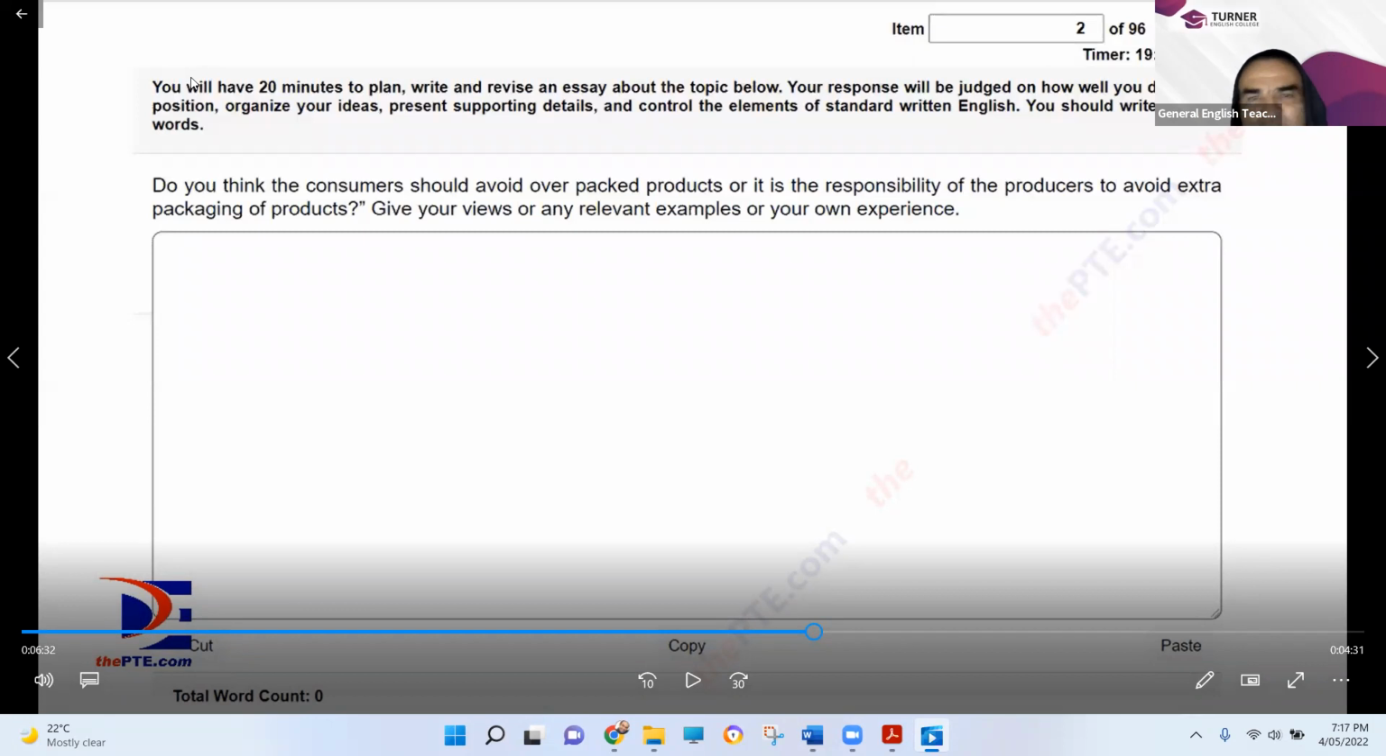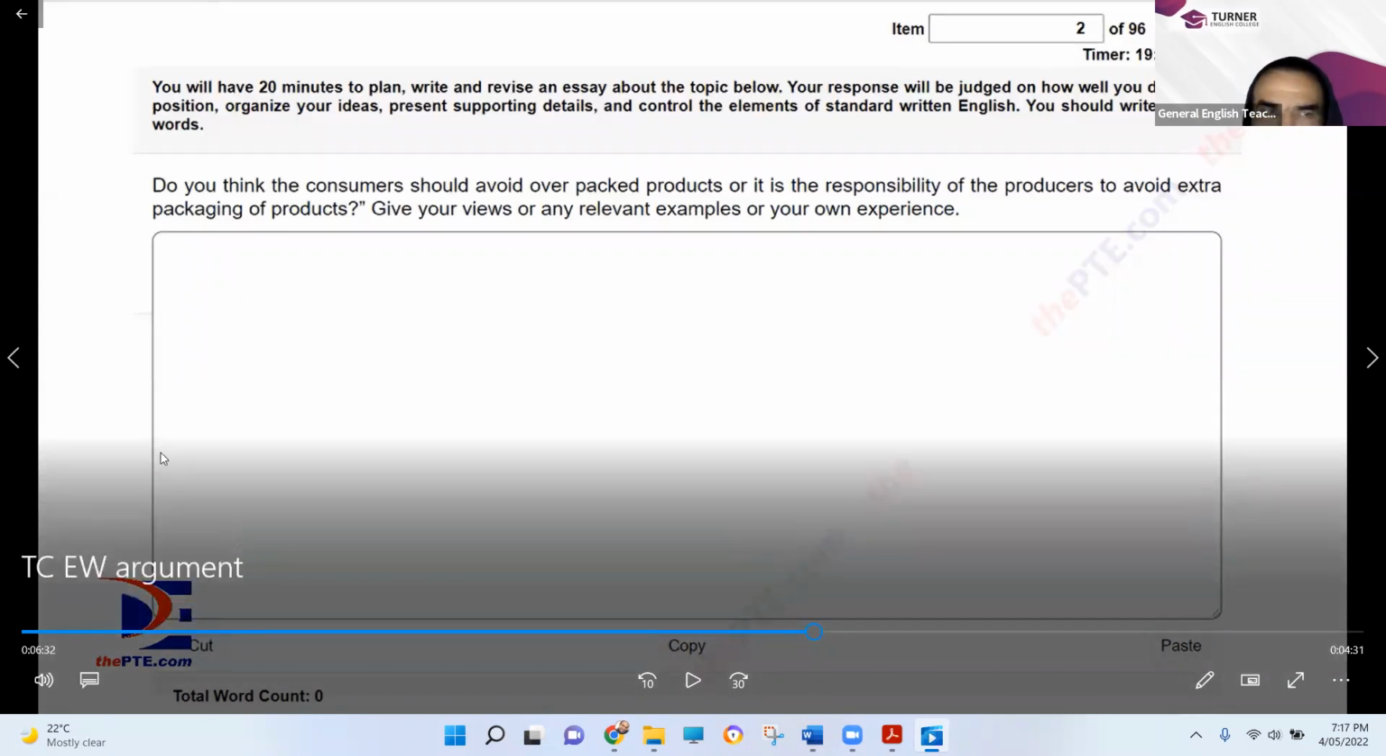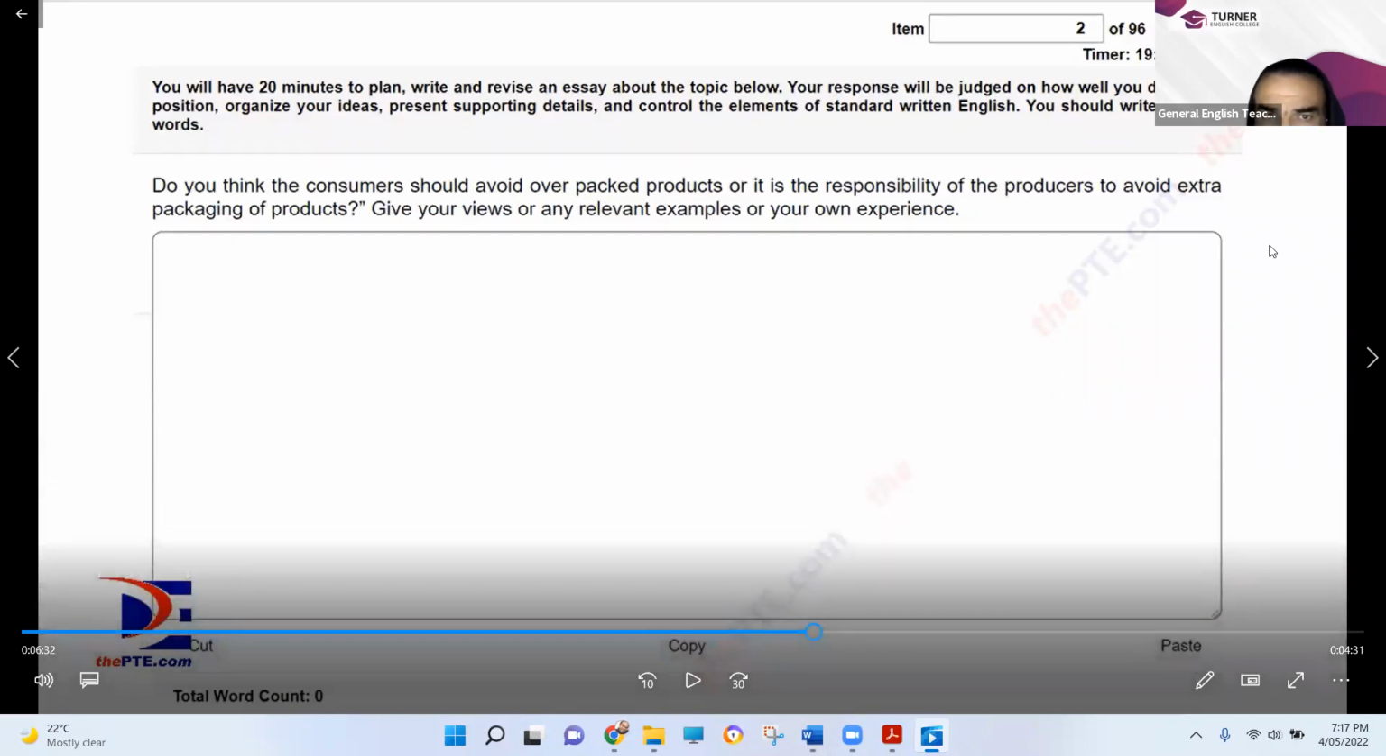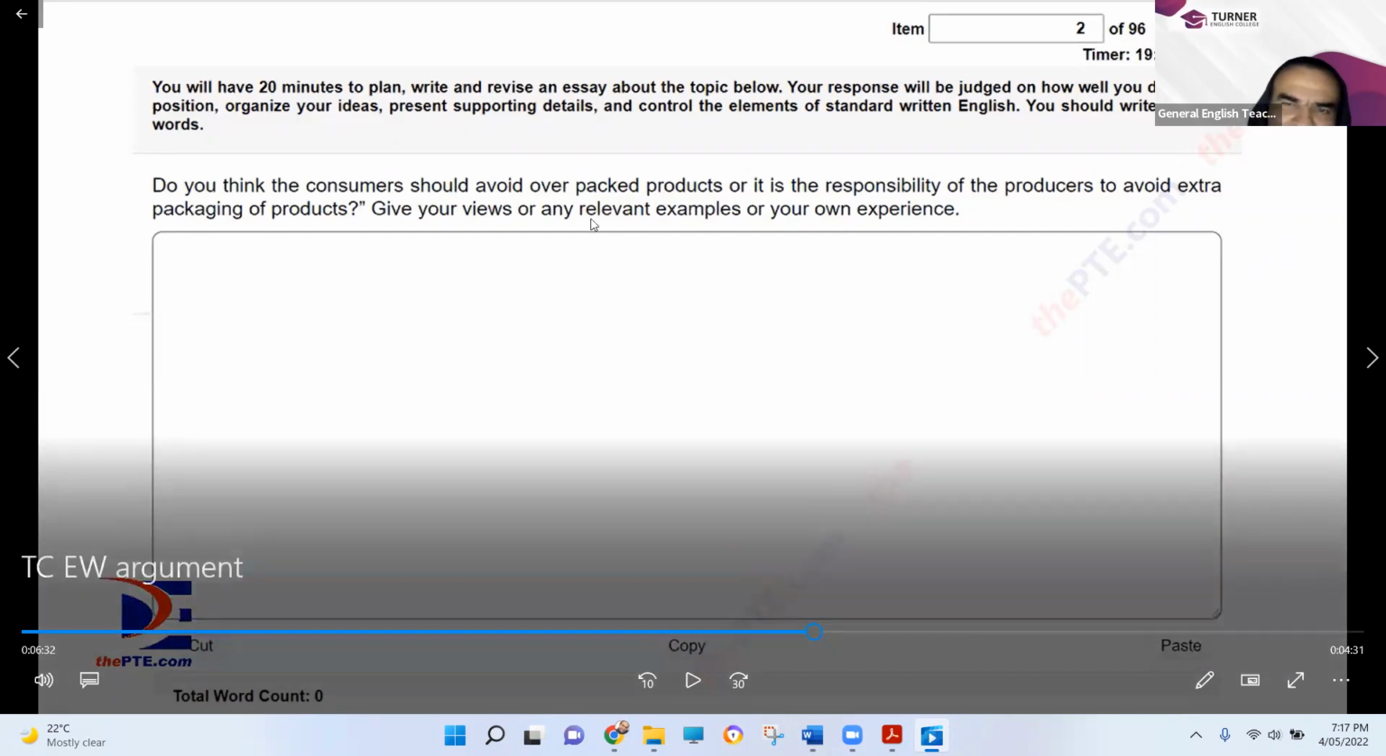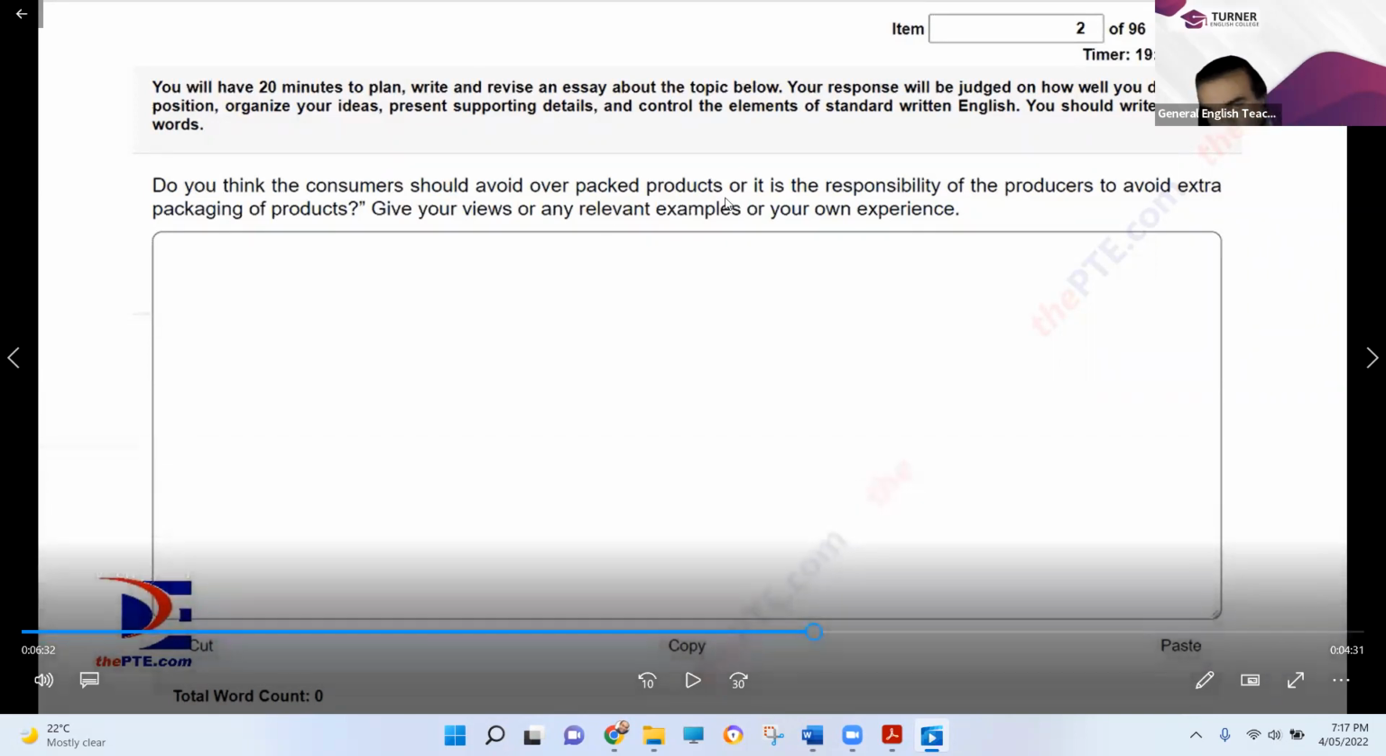Yes? Okay. Now, so this is the topic. Do you think that the consumers should avoid overpacked products, or is it the responsibility of the producers to avoid extra packaging of products? Give your views or any relevant examples. Yeah, so you know this section is about because you give examples, of course. So do you think that consumers should avoid?